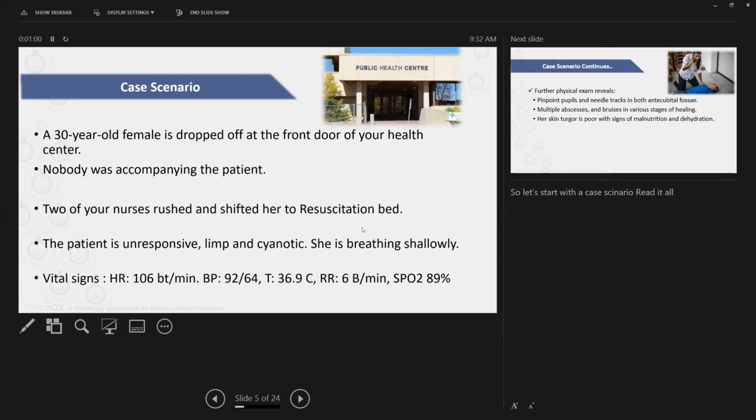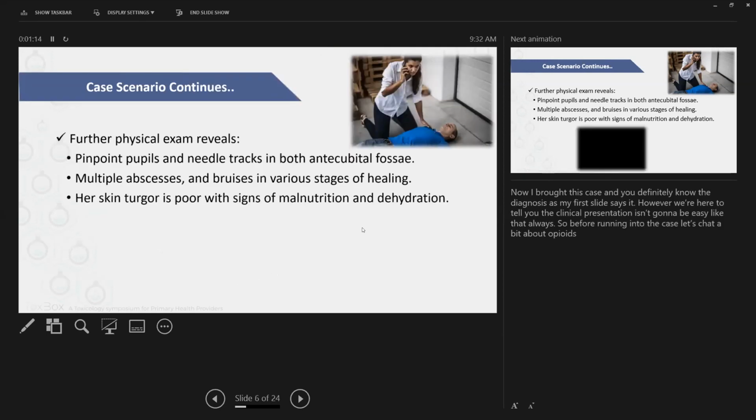She's breathing shallowly. Vital signs: her heart rate is 106, BP is 96/64, her temperature is around 57, her respiratory rate is 6 breaths per minute, and her saturation is 89. Further examination revealed pinpoint pupils, needle tracks in both antecubital fossae, multiple abscesses and bruises in various stages of healing. Her skin turgor is poor with signs of malnutrition and dehydration.